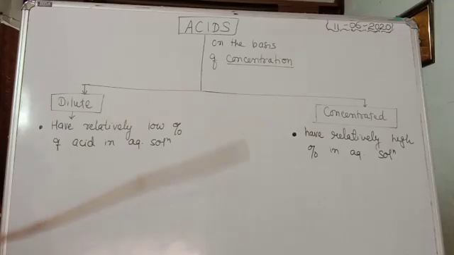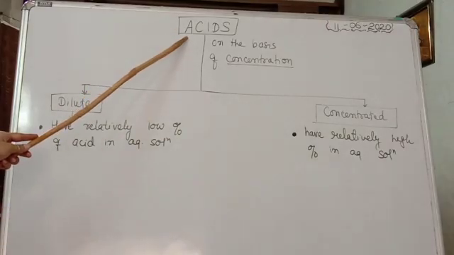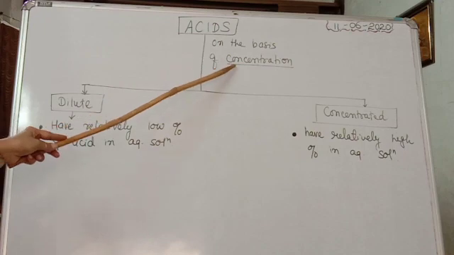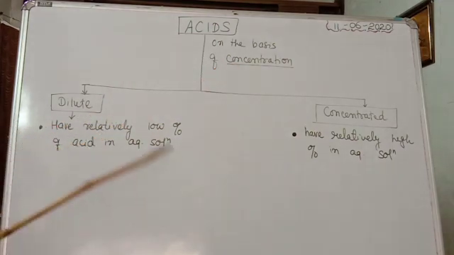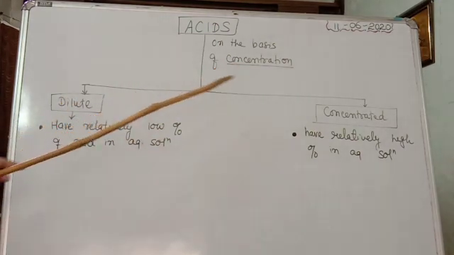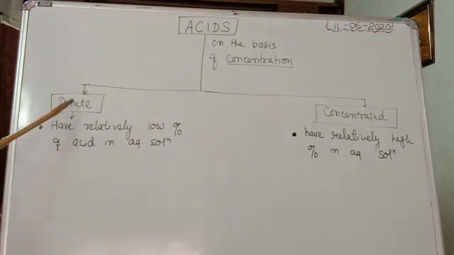Good morning. Today: acids, classification of acids on the basis of concentration. Two are there and it is very simple. One is dilute and one is concentrated. Dilute acids have a relatively low percentage of acid in aqueous solution.